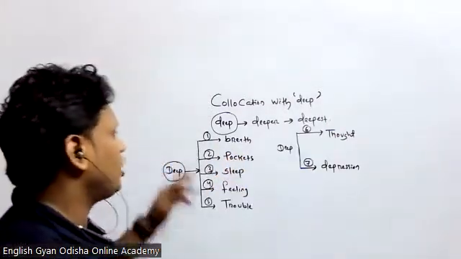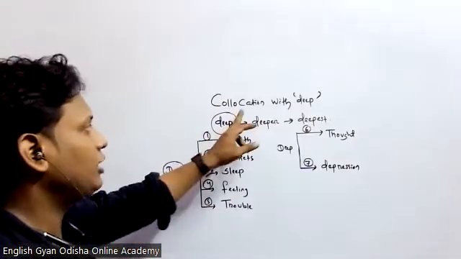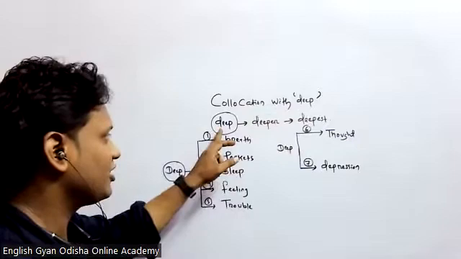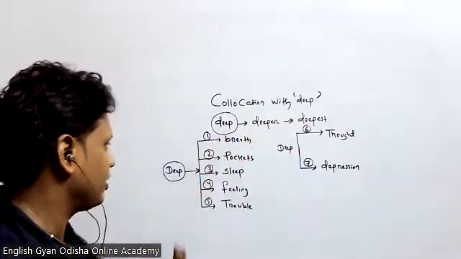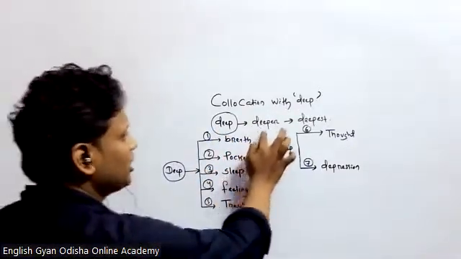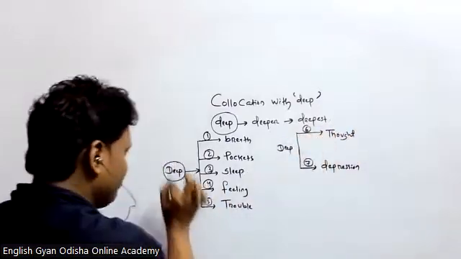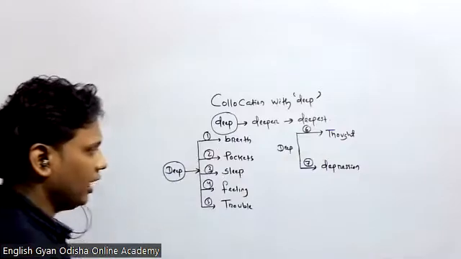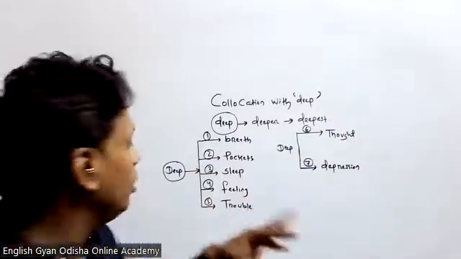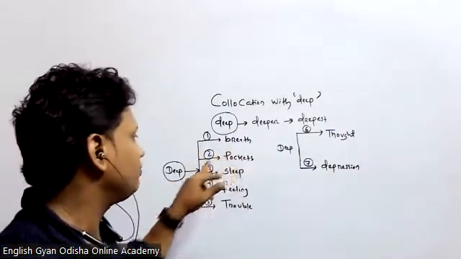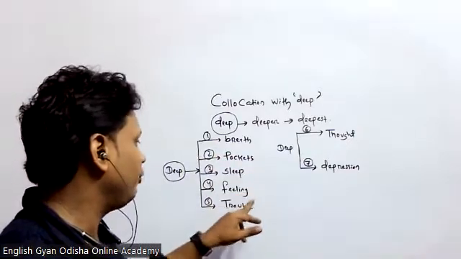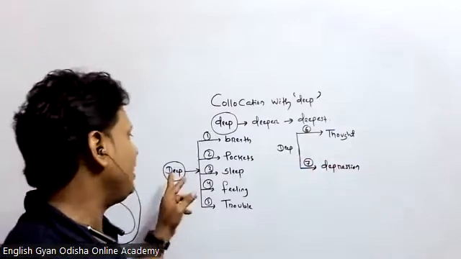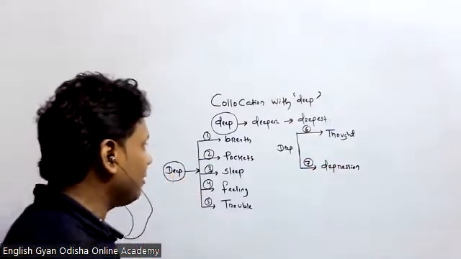Okay, so let's start with our topic for today, collocation with deep. This is an adjective: deep, deeper, deepest. But we are not going to use deeper or deepest. We simply use deep, and we have seven words that go naturally with deep: breath, pockets, sleep, feelings, trouble, thought, and depression. Right now, let me start with deep breath.